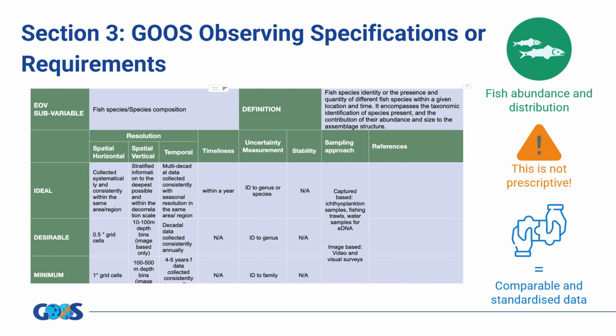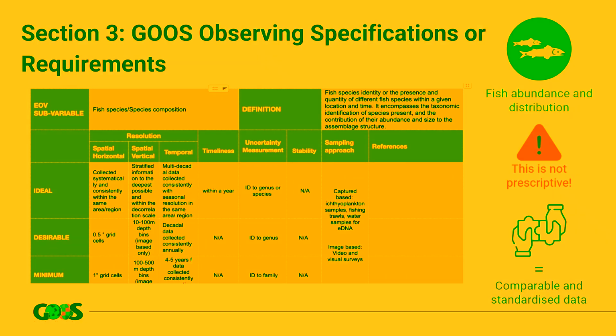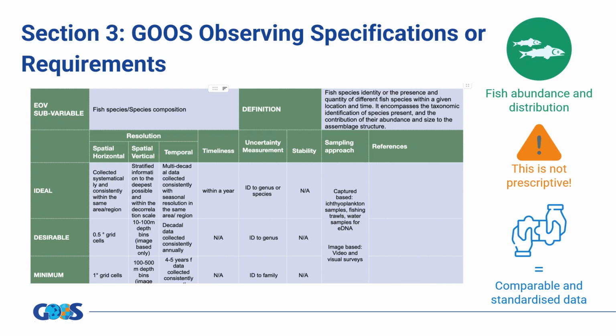However, the information in the table is not intended to be prescriptive. The goal is for the ocean observation community to collectively achieve this objective through collaboration and the sharing of standardized and comparable data. Contributing data to the global system is the most important point.